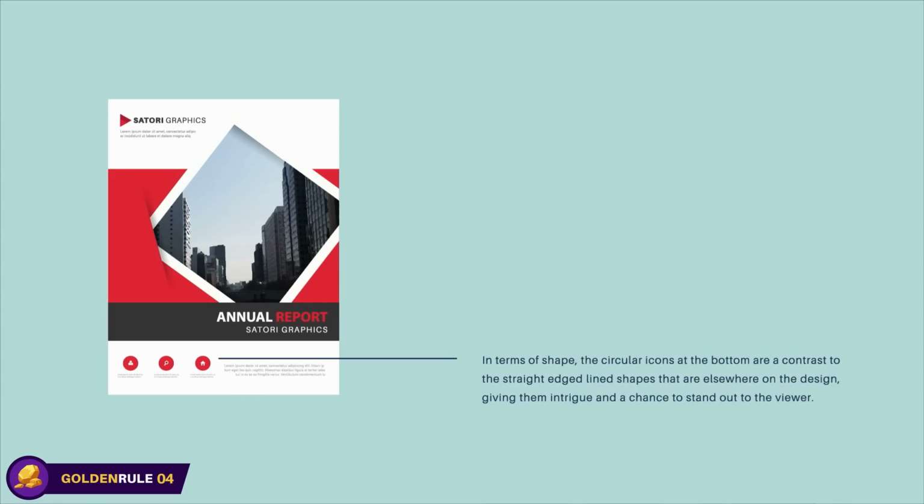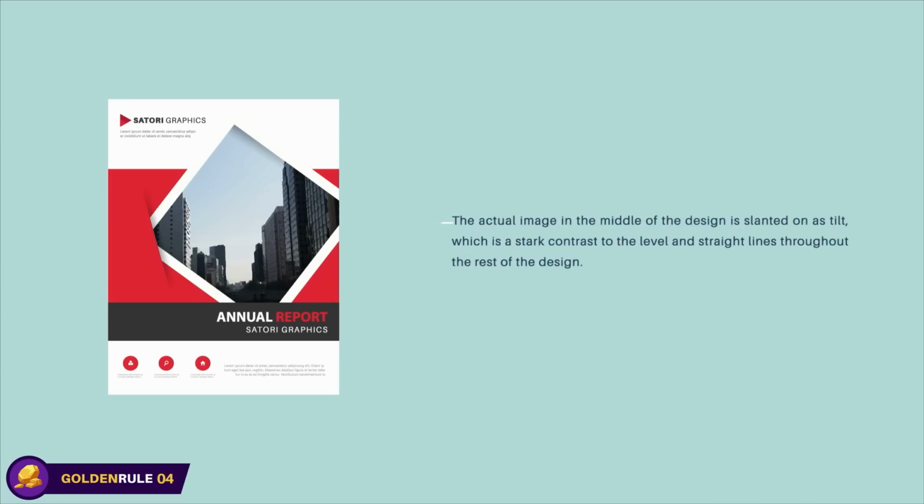And in terms of shape, the circular icons at the bottom are a contrast to the straight edge line shapes that are found elsewhere in the design, giving them intrigue and a chance to stand out to the viewer. The actual image in the middle of the design is slanted on a tilt, which is a stark contrast to the level straight lines that are horizontal and found throughout the rest of the design.